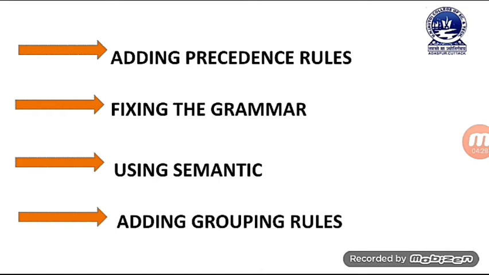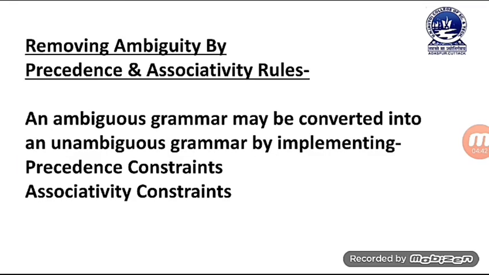By using the semantics of the grammar and the semantics of the input string, we can make a more meaningful construction of the derivation. Then, by adding grouping rules, we can restrict or limit the construction of multiple parse trees or derivations. Now I am explaining removing ambiguity by precedence and associativity rules.